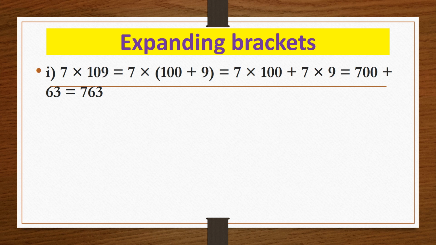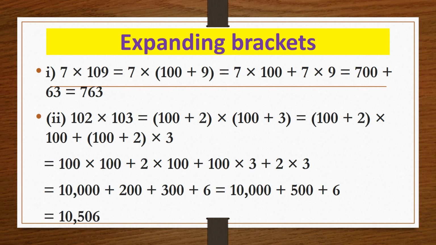So the outside part is multiplied with both the inside part. 7 into 100 is 700 plus 7 into 9 is 63. So the answer is 763. This way you can find a quick and easy solution. Let's take one more example.